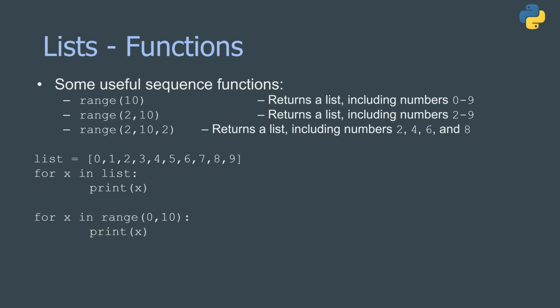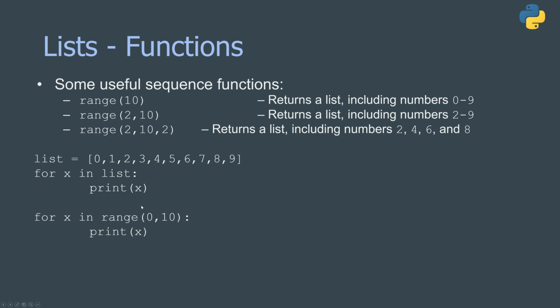So 2 through 9. And then 2, 10, 2 will include a step size of 2. So we're going to go 2, 4, 6, 8. And it doesn't include 10 because that's the end number. So it's exclusive. So for example, if I wanted to print all the numbers from 0 through 9, I could write the code like this, but this is really awkward because I had to write 10 numbers out by hand.